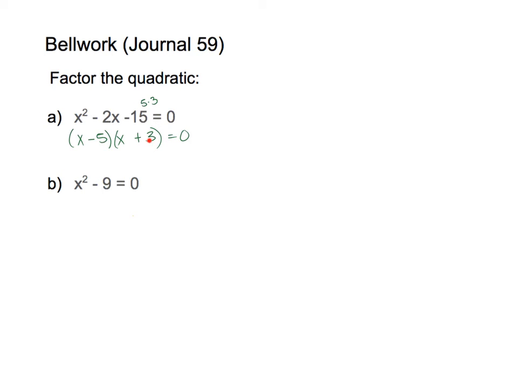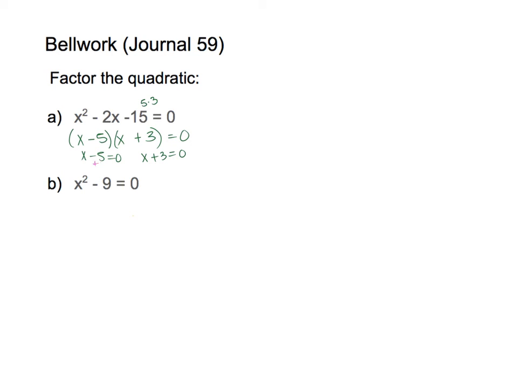So negative 5 times positive 3 does give you negative 15. But when you add negative 5 with positive 3, you get negative 2. So this factor works. The other side is equal to 0. Now, once you have your factors, notice that the x squared is no longer the highest power. The highest power now is x to the first, which is much easier to solve. We're going to set each factor equal to 0 and then solve it out. So x minus 5 equals 0, x plus 3 equals 0.